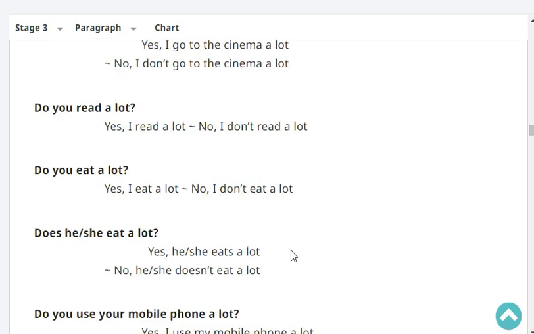Do you eat a lot? Yes or no? No, I don't eat a lot. Very good. Does she eat a lot? Yes or no? Yes, she eats a lot.